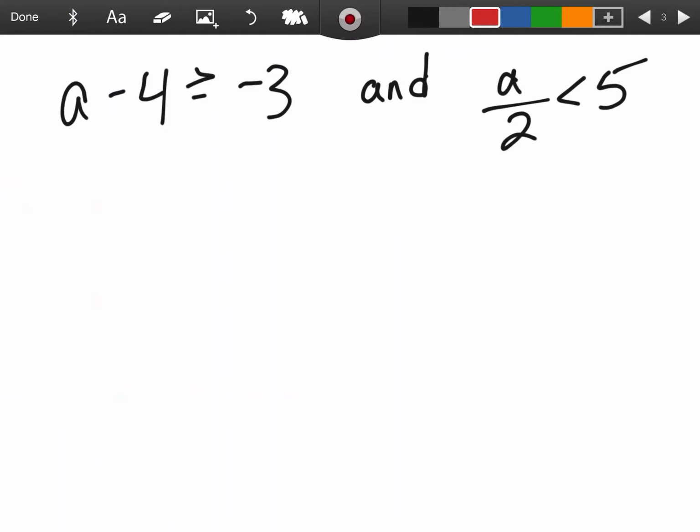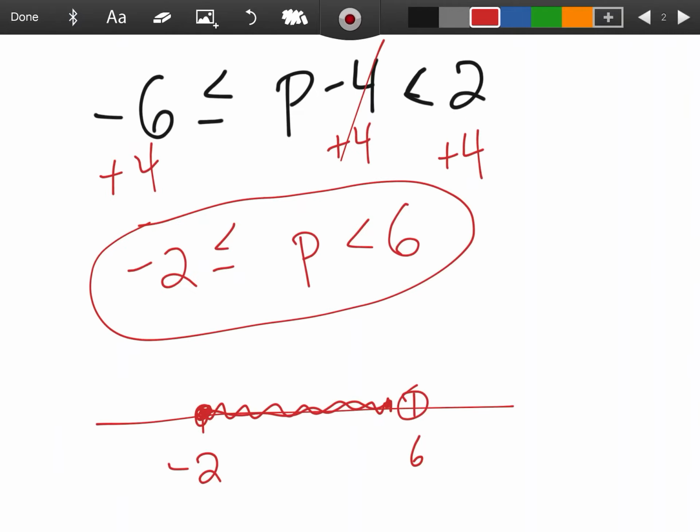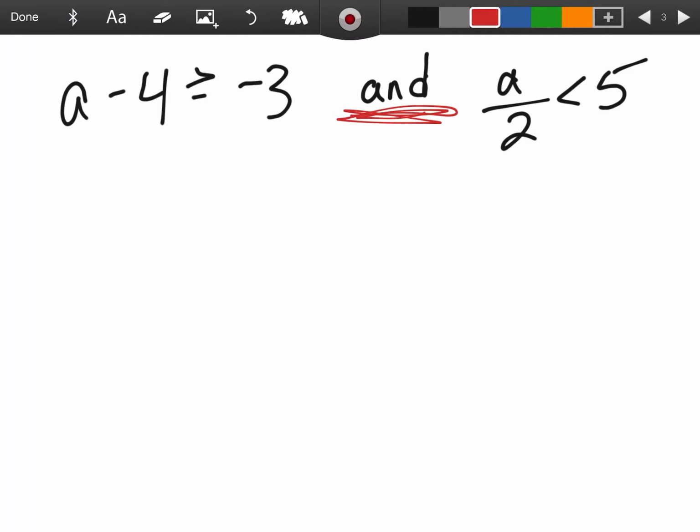Another way we might see this written is it's separated and we have the word and. So with this word and, we know that it must satisfy both of these. Just like in this last one, we needed to be greater than or equal to negative 6 and we needed to be less than 2. Well, in this one, again, we're going to need to satisfy both.